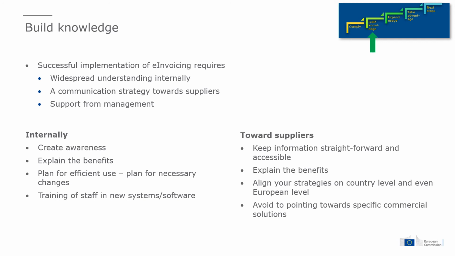And towards suppliers, it's very important to keep the information straightforward and accessible. Stay away from technical descriptions. It's very, very important to explain the benefits. Also, aligning strategies on country level and even European level is a good idea. And also avoid pointing towards specific commercial solutions. E-invoicing is an industry where many solution providers coexist and compete with each other, and it's not a good idea to force all suppliers to use one specific commercial solution. It's important to let them use their own ERP system to be able to integrate efficiently.